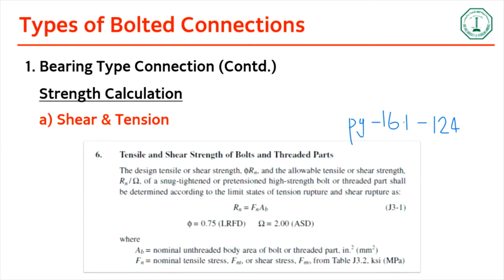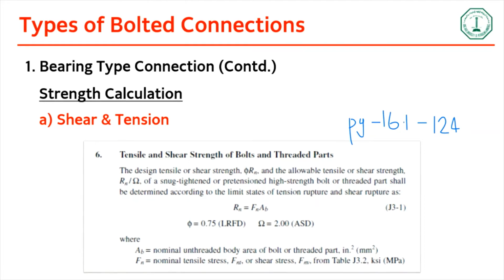Now Fnt and Fnv are given to you on page 16.1, page 120. Values of Fnt and Fnv are given. So it's based on the problem. If your bolt is subjected to direct tension, we have to use Fnt, while if you're talking about direct shear, you have to check Fnv.